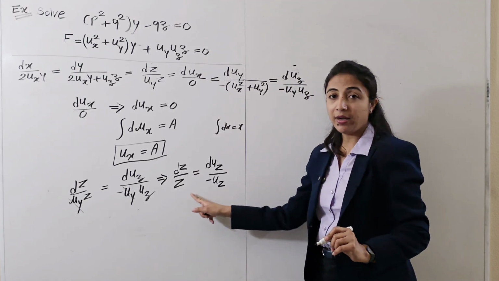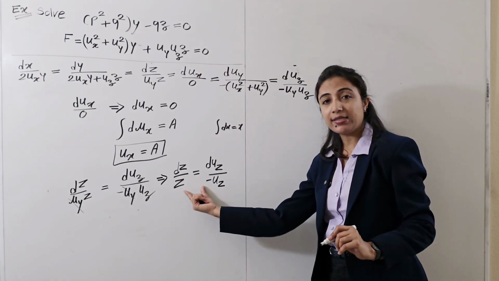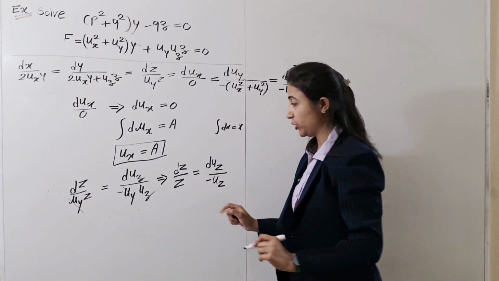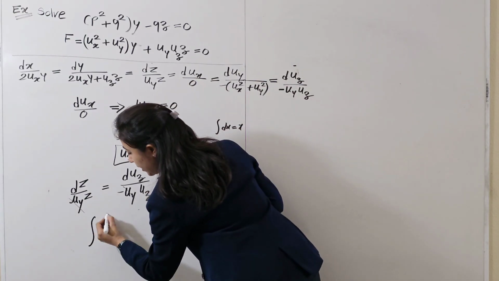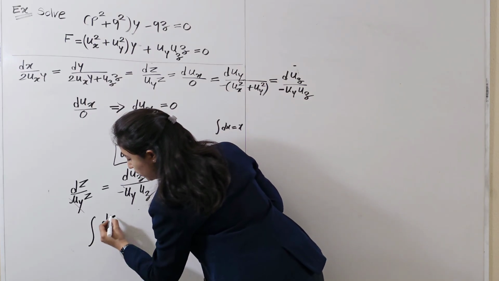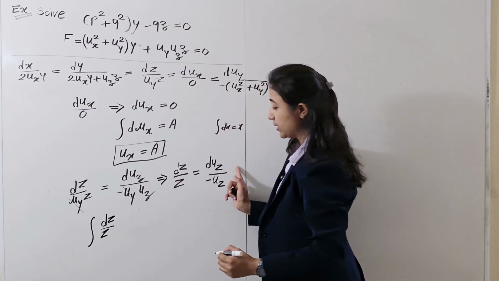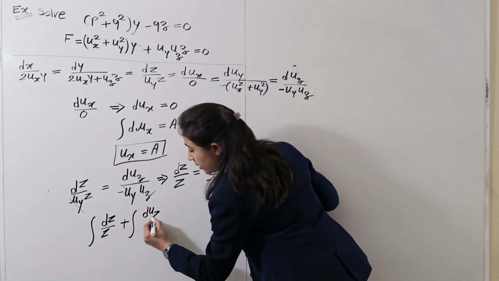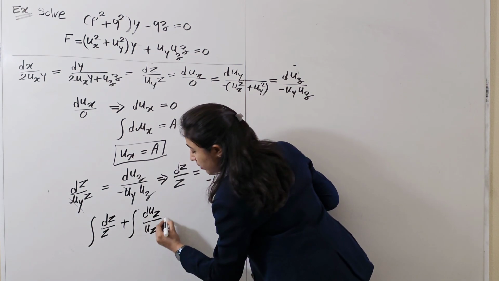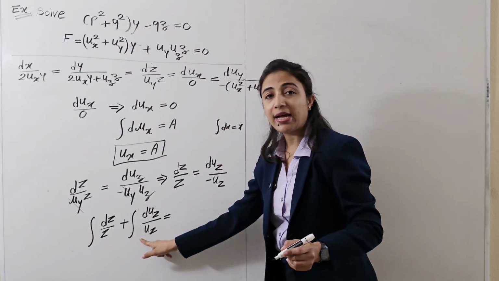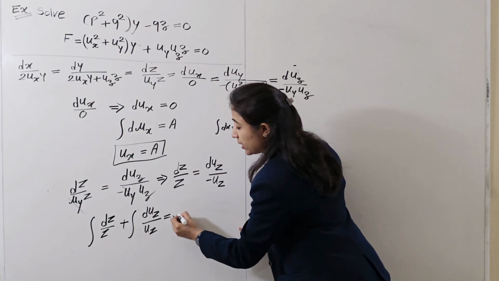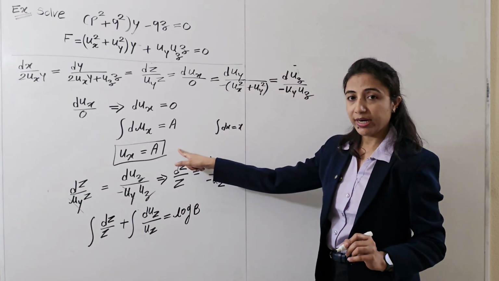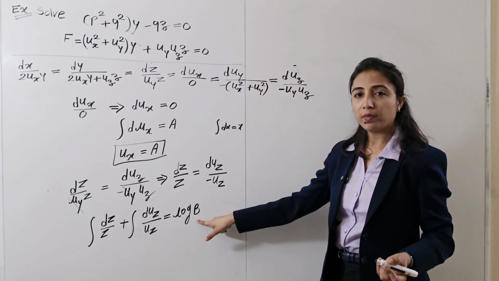Now see here the variables are already separated. That means we can integrate this term to find the answer. And this negative term you can shift to the left side, so it becomes positive. So in the next step, integrating both sides, you will get the integration of dz divided by z, and with the negative term shifted, plus the integration of du_z divided by u_z plus an integrating constant. Both integrations give the answer in the form of log. That's why we consider the integrating constant in the form of log b. Here the first constant we took was a, so the second we are taking log b.